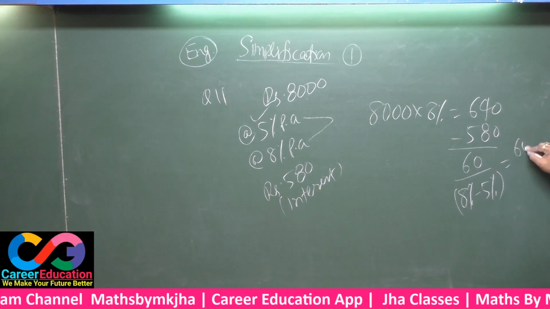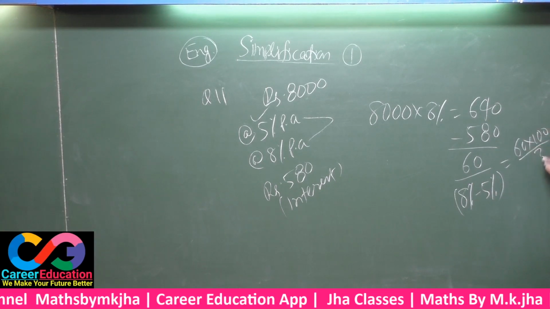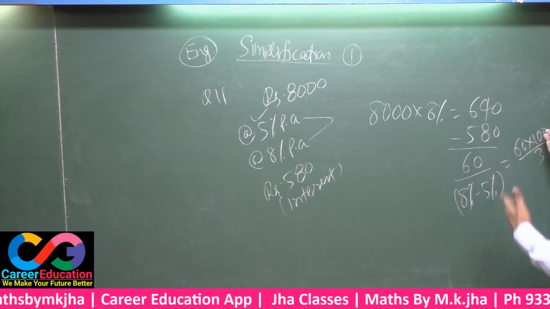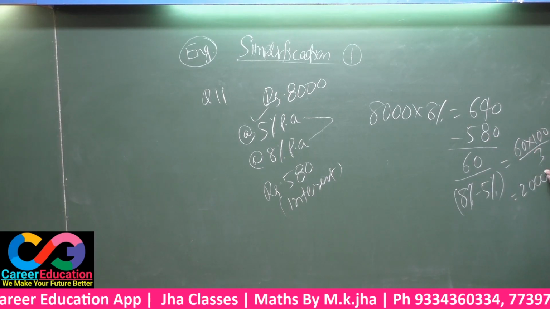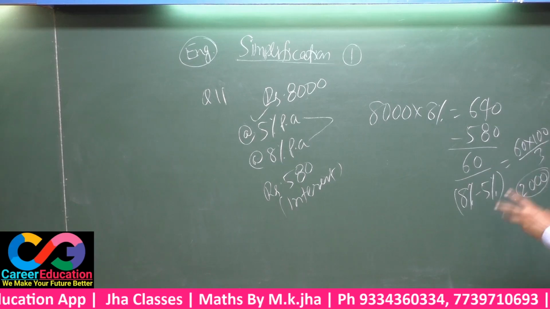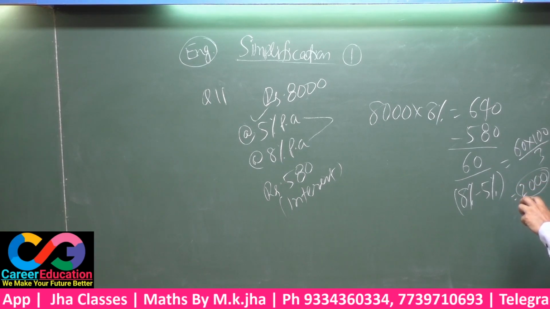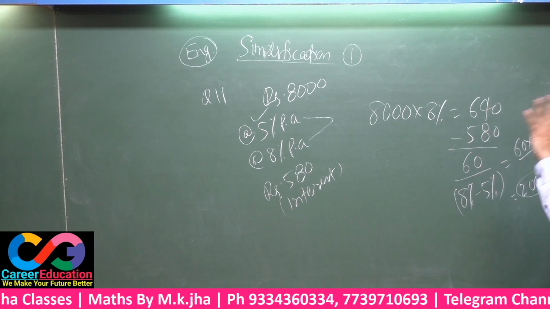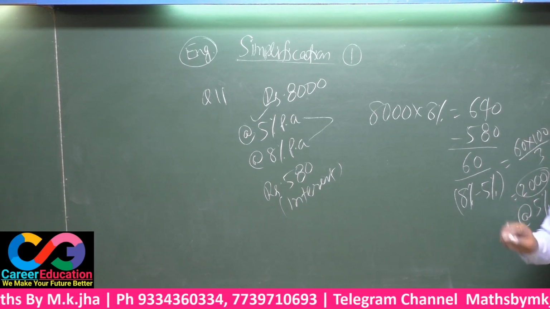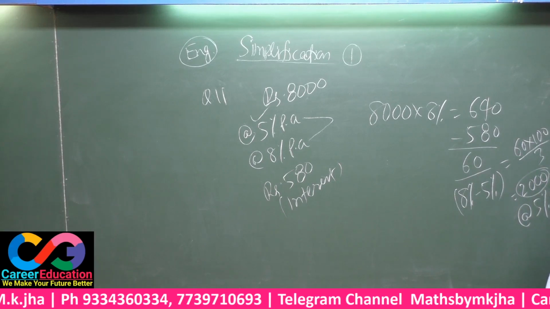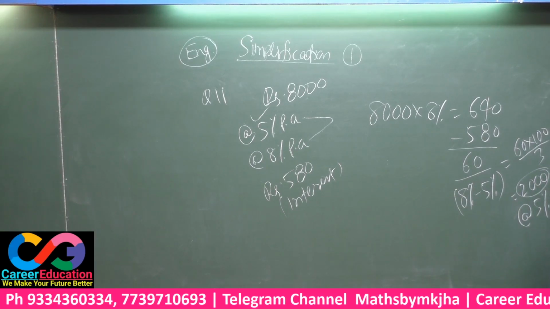See here, 60 into 100 by 3, that means your answer is 2,000. That means 2,000 rupees was invested at the rate of 5%. This must be the correct answer, rupees 2,000. Of course, this is the correct answer.